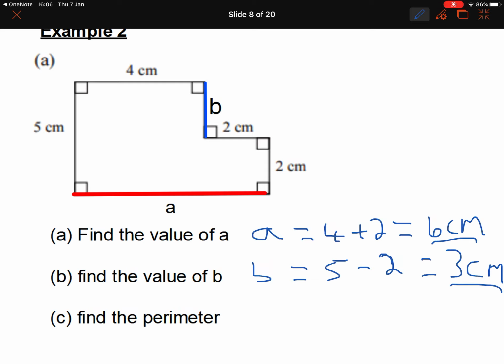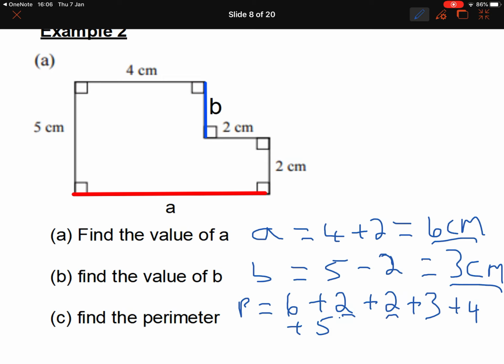Okay, brilliant. So now that we've got that, to find the perimeter, all you do is add the sides around the outside. So we know that A is 6 already. So we do 6 plus 2 plus 2 plus B, which is 3, plus 4 plus 5, okay?